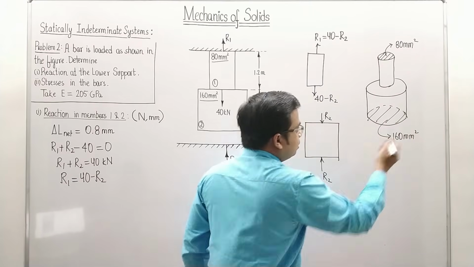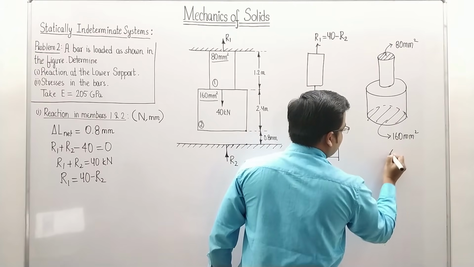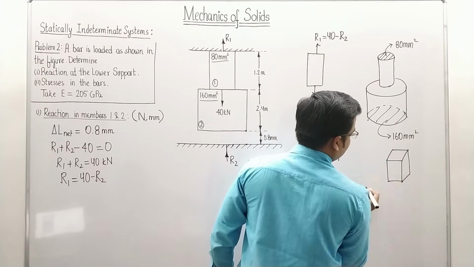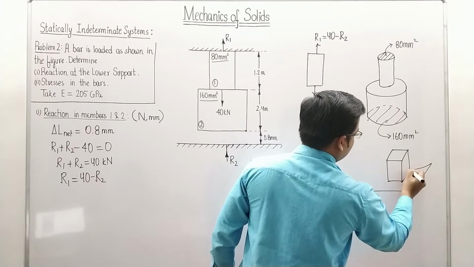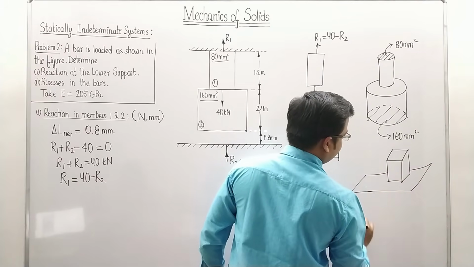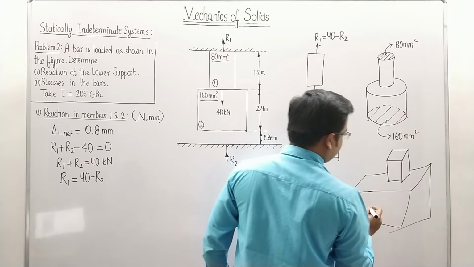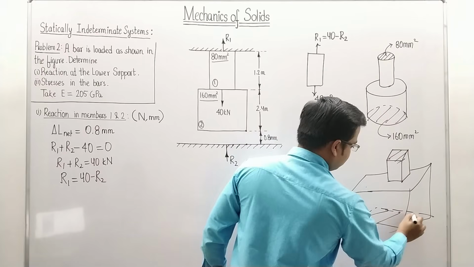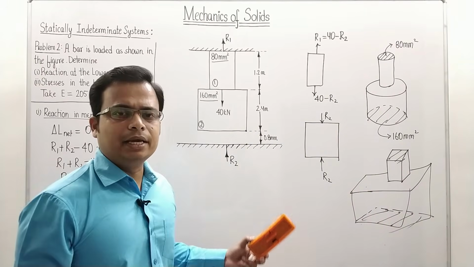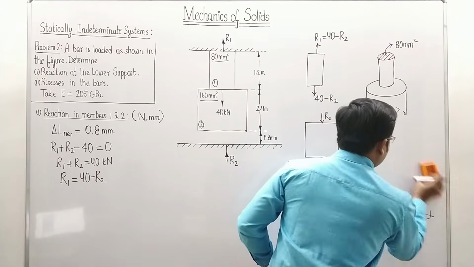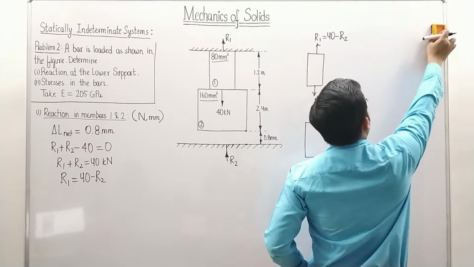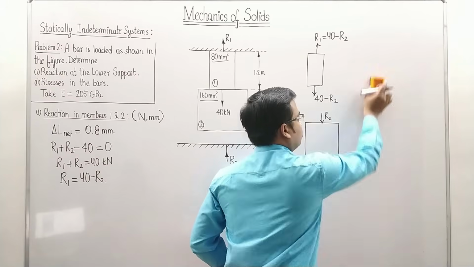Don't worry, the section could have been in this manner also. Let me show you. It could have been in this manner also, like this. Then this would have been 80 and this would have been 160. Not to worry. You just need the magnitude of the cross section area. Don't worry how it looks in geometry.